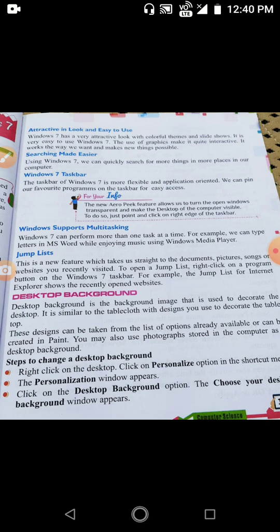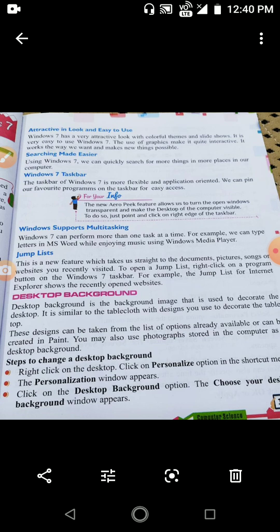Through the jump list we can quickly find files which we have recently worked on, like a particular file that belongs either to Word or to Excel. We can just access this file through that jump list. So that is another feature of Windows 7.